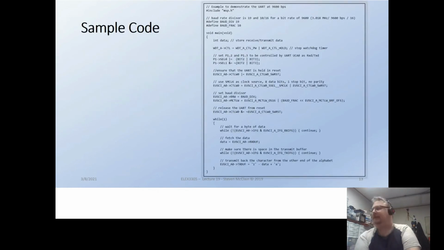Anyway, this is an example of code, a one-pager. It's basically doing this 19 and 10/16 that we just talked about. So there's the baud div, there's the fraction. So there's the 19 and 10/16. And there's our main spot to hold some data. The watchdog. There's our cell.